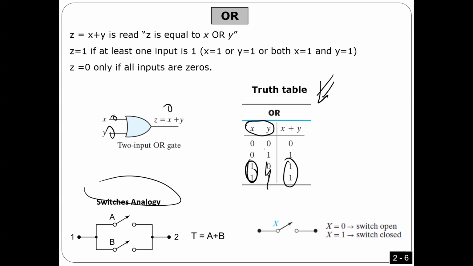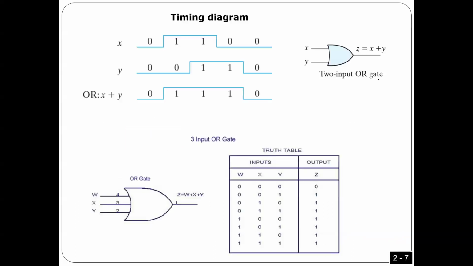It's gonna be 1. Once I find a 1 here, I don't even need to look at this one. The output is 1. The only case to get 0 is when all inputs are zeros. Is that okay? Same thing like AND, we can have OR with 3 inputs, OR with 4 inputs, and so on. That's what I'm explaining. I'm gonna just repeat what I said about it.